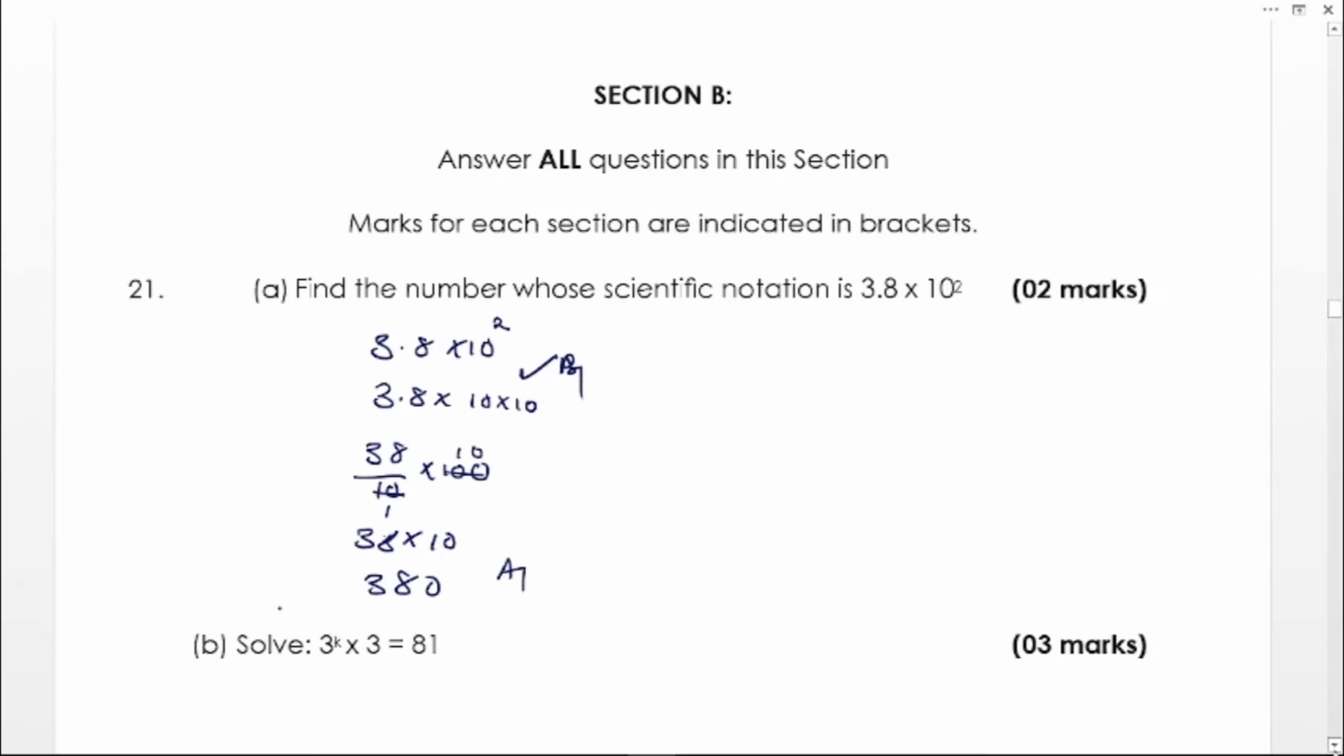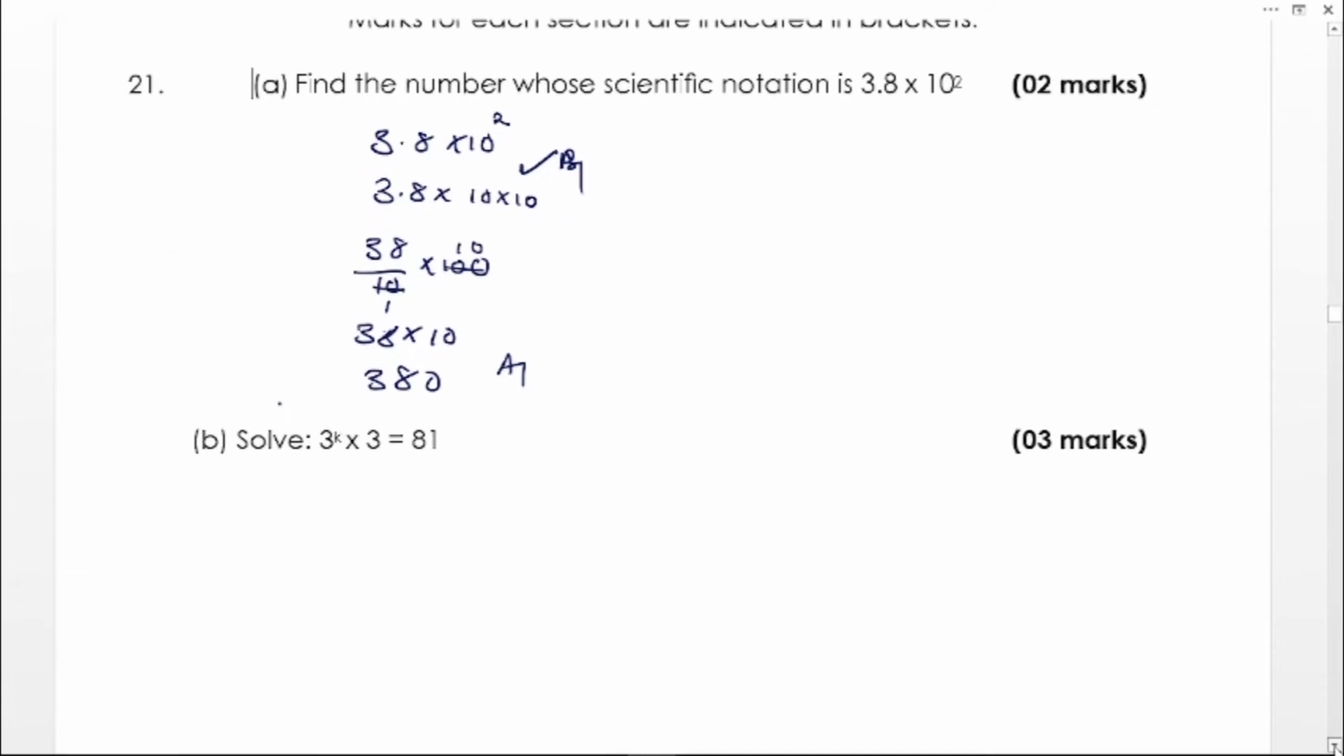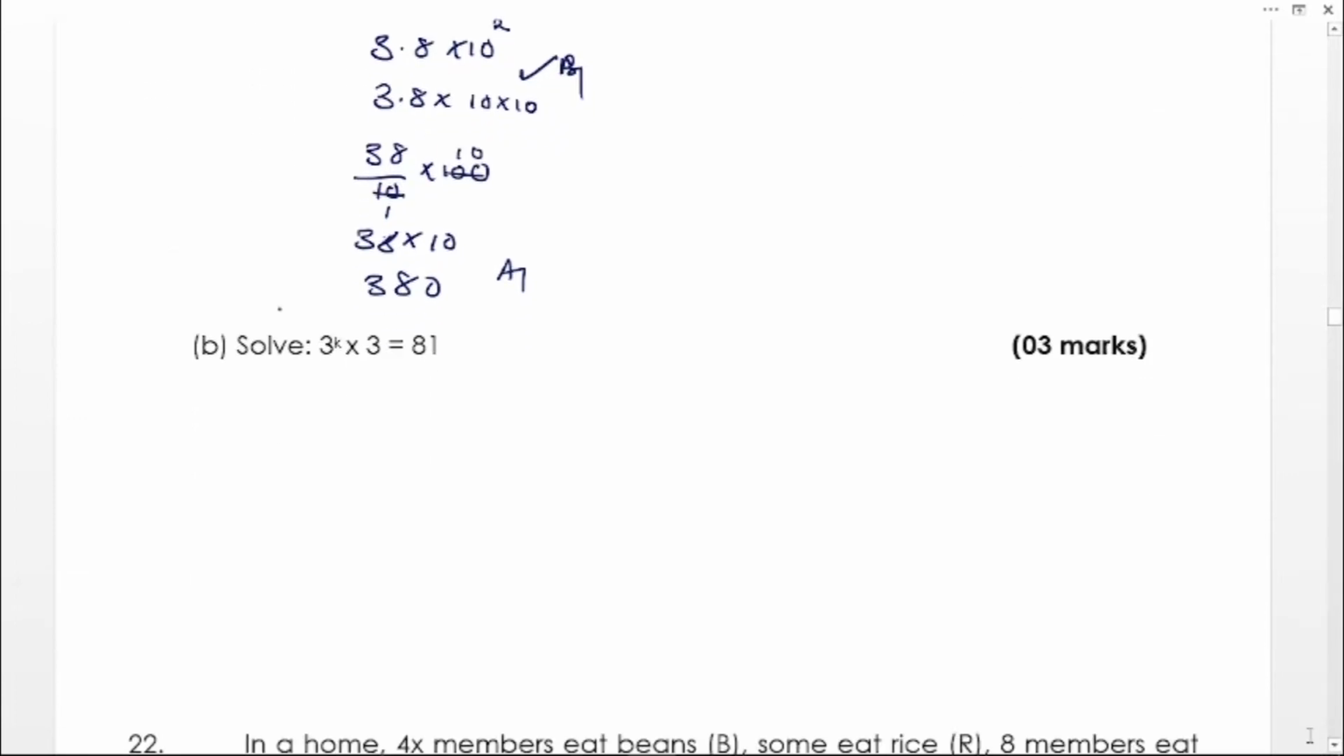So let us now see our part B. Part B is about indices, or components there. So we have 3 power k times 3 equaling 81.